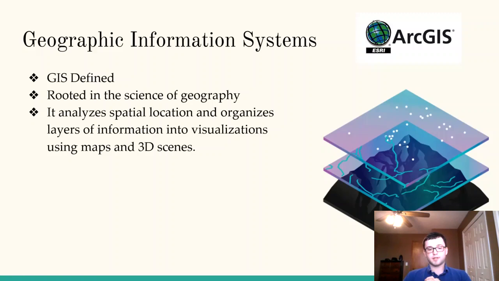So GIS is rooted in the science of geography and integrates many types of data. What we used here was KML and shapefiles that are easily loaded into GIS, as they always have geographic data and can be easily imported into the software. So GIS analyzes spatial location and organizes layers of information into visualizations using maps and 3D scenes. So we actually used it primarily to map out these changes. So where was the change happening and how big was the change in those areas.